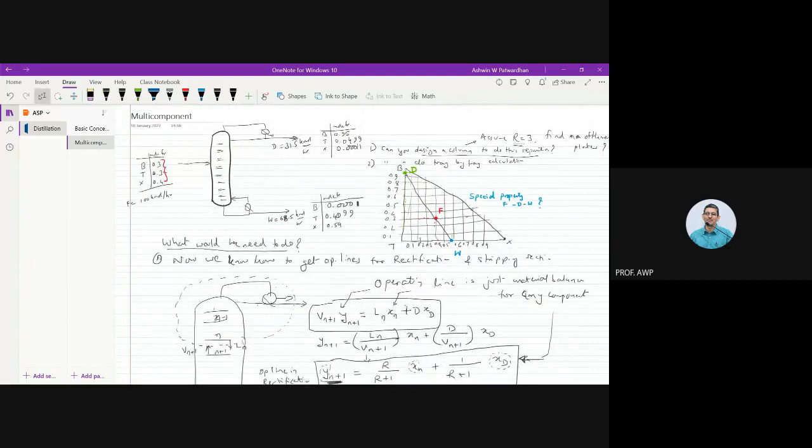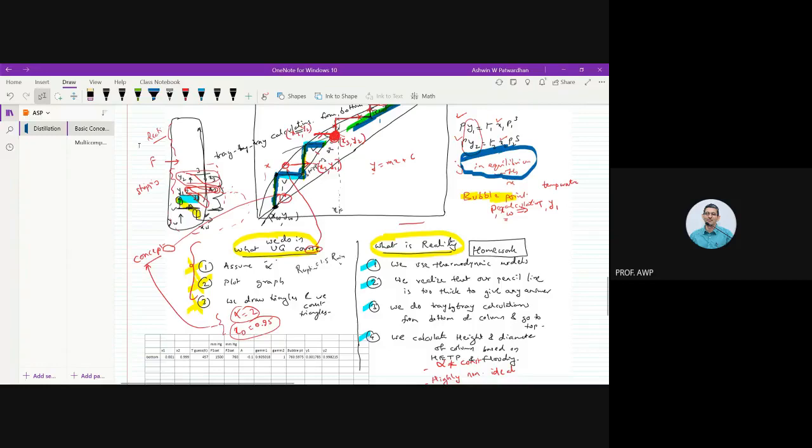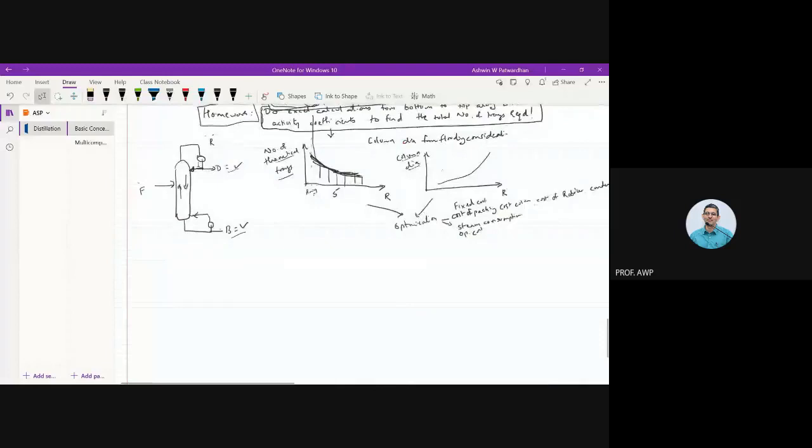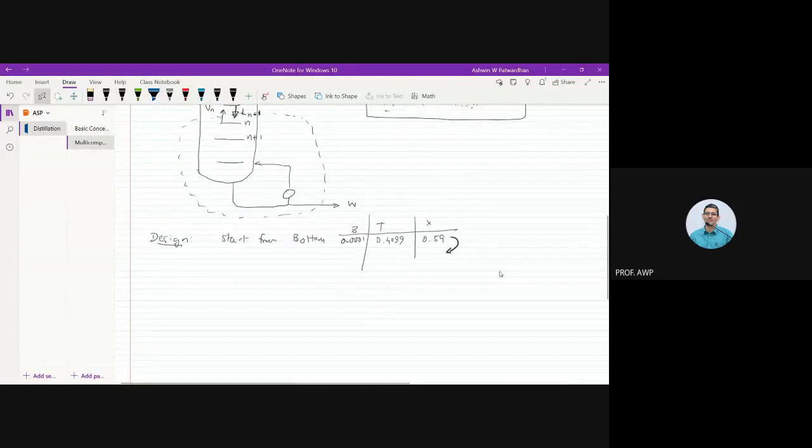Now, how did we do this particular case? Don't we have to go to the equilibrium line? That means, don't we have to find a bubble point in equilibrium with this composition? Somebody say something.